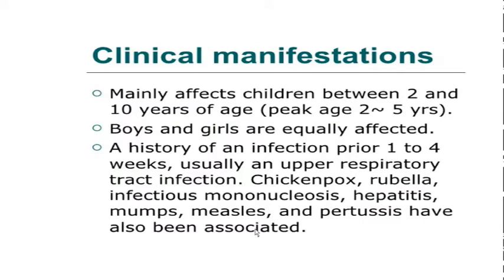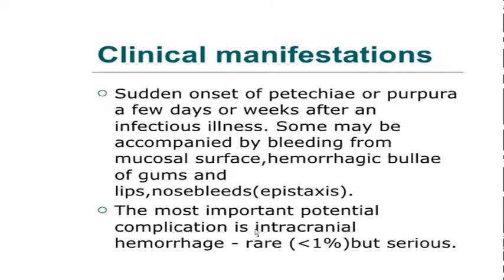So basically it mostly affects children between 2 to 10 years of age, and boys and girls are usually affected equally, with a history of infection 1 to 4 weeks prior, usually an upper respiratory tract infection, chickenpox, rubella, hepatitis, measles or pertussis. There will be a sudden onset of petechiae or purpura a few days or weeks after an infectious illness, which can be accompanied by mucosal bleeding, hemorrhagic bullae, gum bleeding or nosebleed.